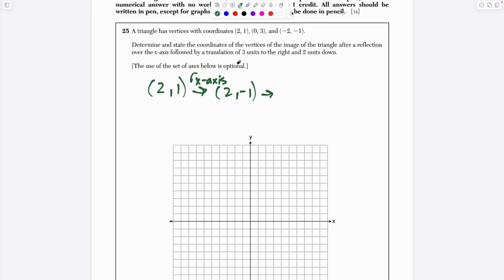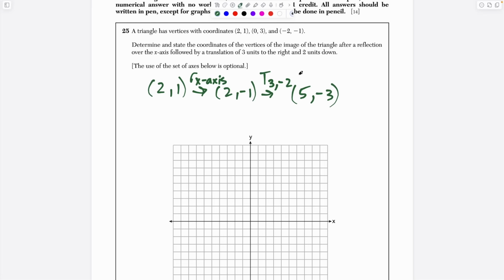And then next we're going to translate 3 units to the right. So we have capital T, I put a 3, comma, 2 units down is -2. And for this translation formula, we just do 2 plus 3 is 5, and then we have -1 plus -2 is -3.